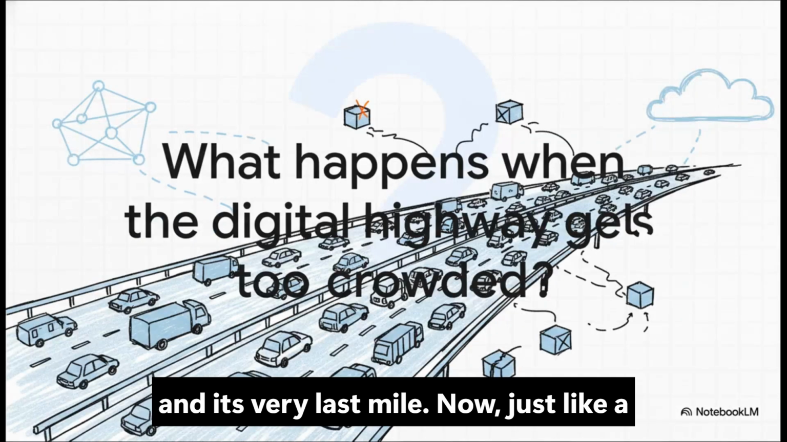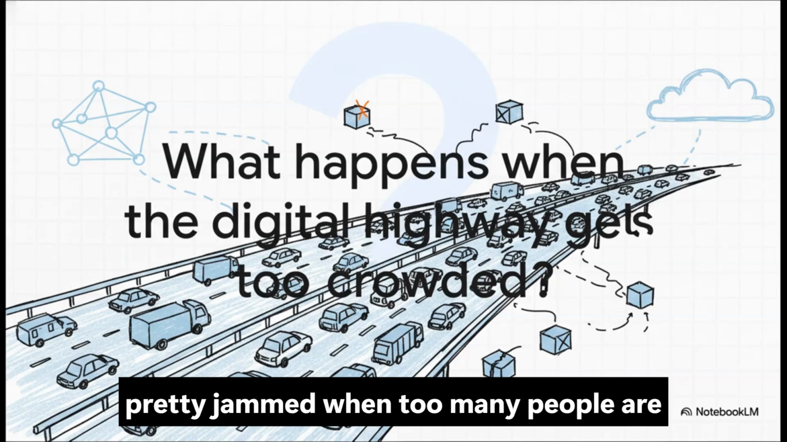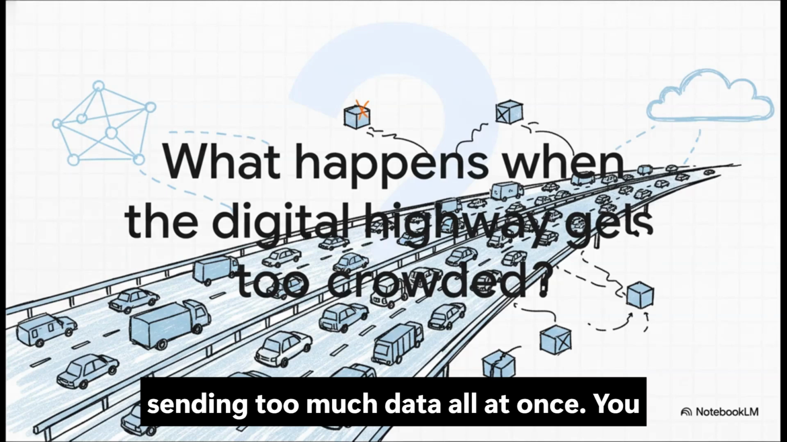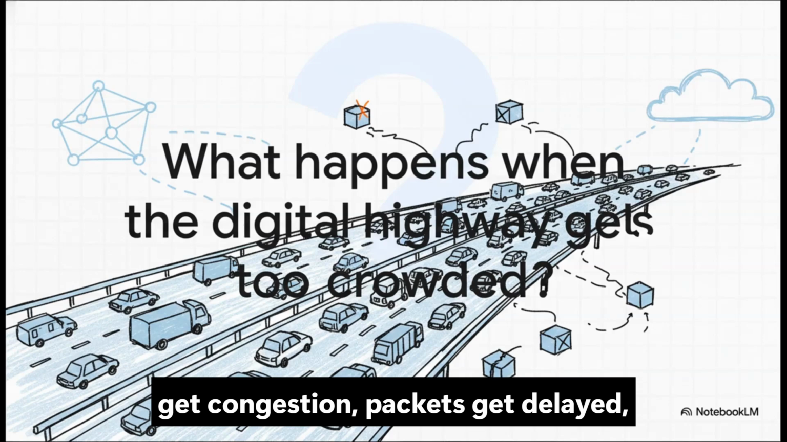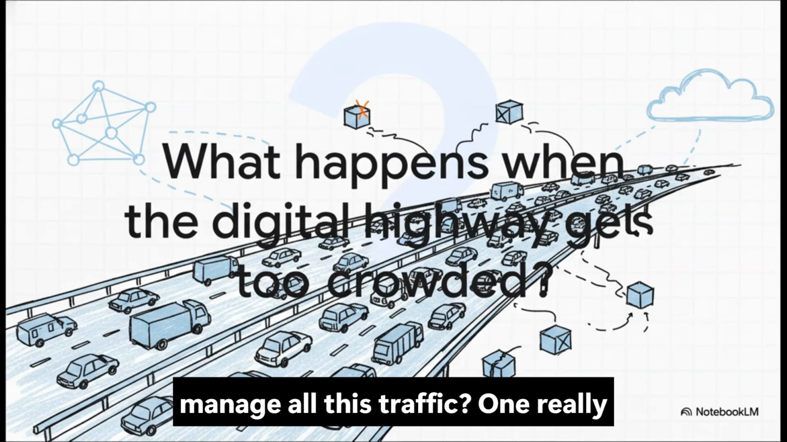Now, just like a real highway, the digital highway can get pretty jammed. When too many people are sending too much data all at once, you get congestion. Packets get delayed, sometimes they even get dropped completely. So how does the internet manage all this traffic?